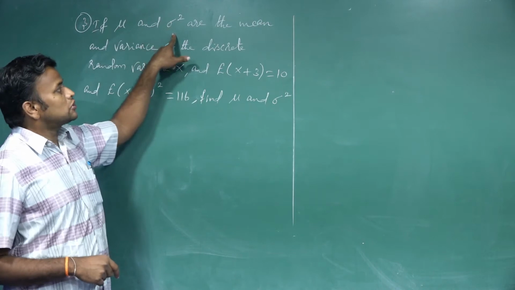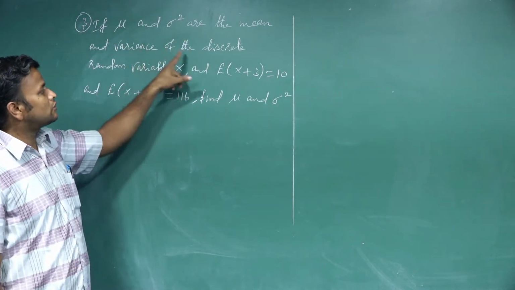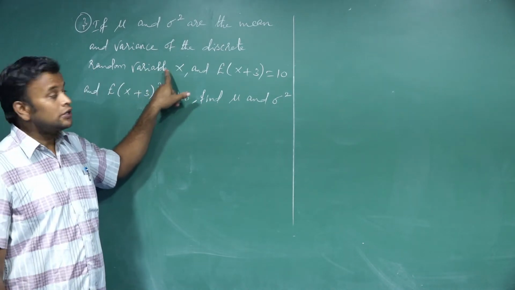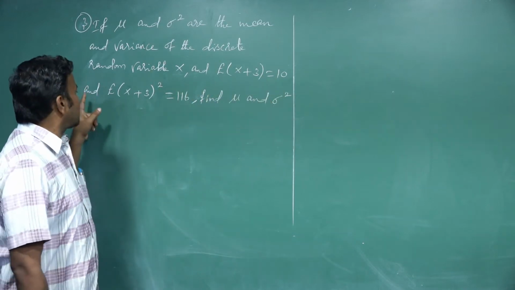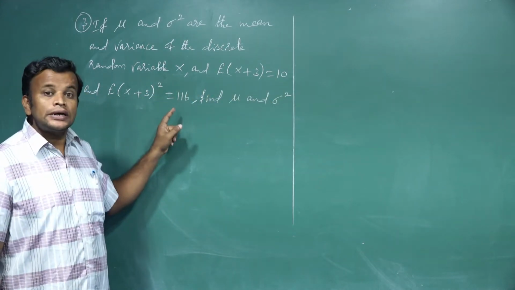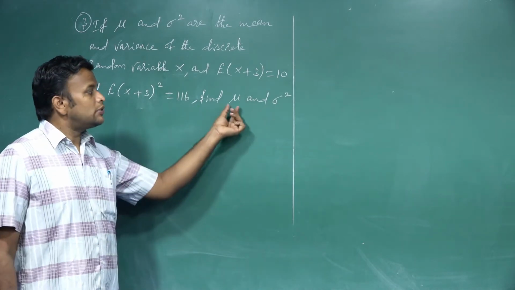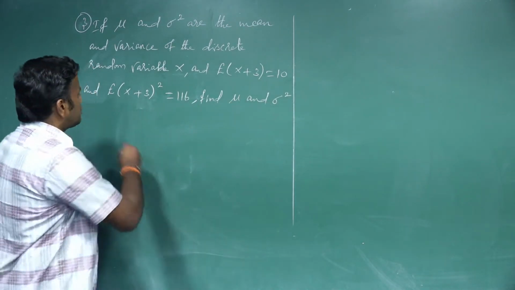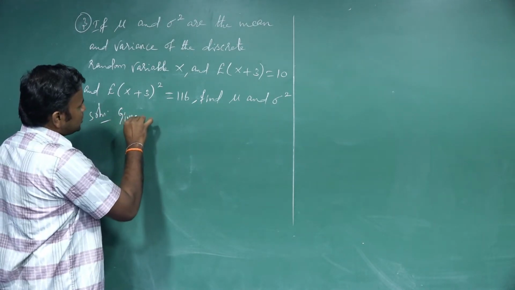If mu and sigma square are the mean and variance of the discrete random variable, and E of (X plus 3) is 10 and E of (X plus 3) the whole square is 116, then find the mean and variance. So, given in symbols mu and sigma square. Now to find these two values, we are given some data.